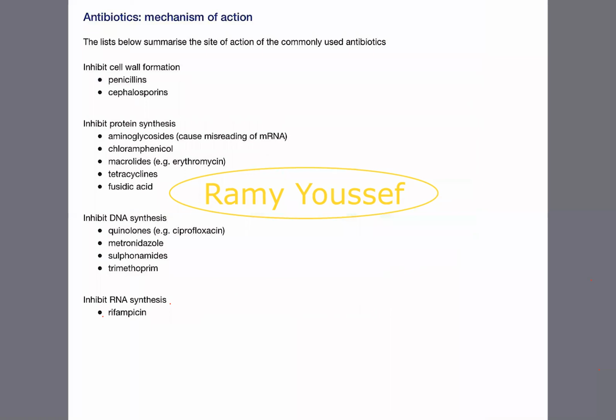Okay, very common, inhibit the cell wall. We know this is penicillin and cephalosporin, and this is an easy mechanism. Penicillin and cephalosporin were the earliest antibiotics discovered. They act on the cell wall of any organism. Okay, let's take it from down upward. RNA synthesis is rifampicin, only rifampicin, which we use in tuberculosis most commonly. So we finished cell wall and RNA.